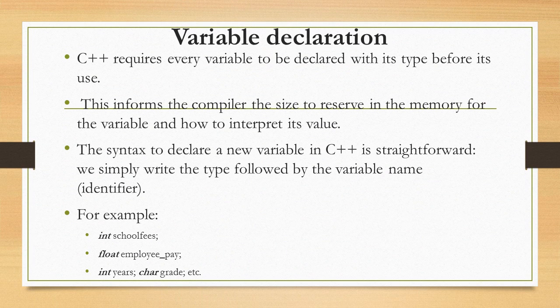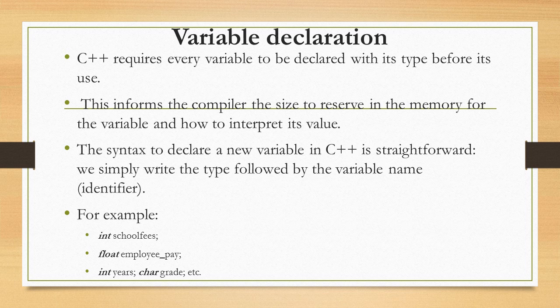Next thing we're going to see is how we declare a variable. Now that we know what a variable is, what a data type is, and the different kinds of data types, the next thing is how to declare these variables. C++ requires every variable to be declared with its type before its use. This informs the compiler the size to reserve in memory for the variable and how to interpret its value. The syntax to declare a new variable in C++ is straightforward. We simply write the data type followed by the variable name, or the identifier name. For example, data type, then space, then name of variable.